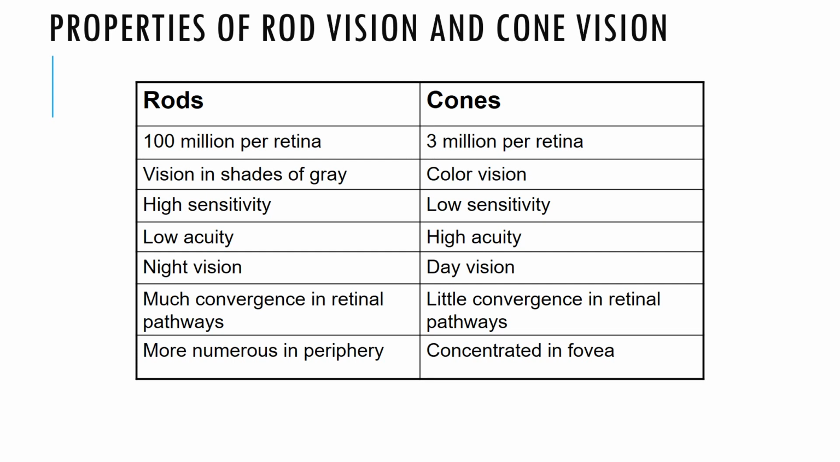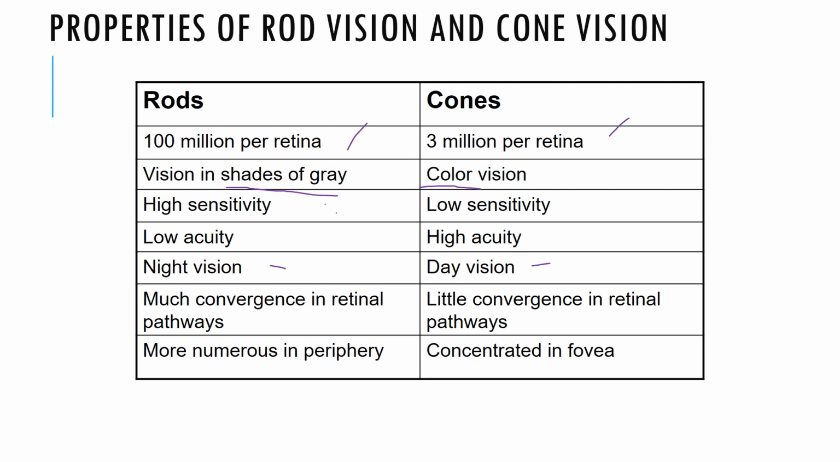Comparing the difference between rods and cones, we have more rods, as you see here, 100 million per retina, compared to cones where we only have 3 million. Rods are responsible again for all shades of gray. Cones are responsible for color vision. Rods have a higher sensitivity as compared to cones, but they have a lower acuity, so there's a trade-off there. We activate our rods during night vision. Cones are for day vision due to high amounts of light.